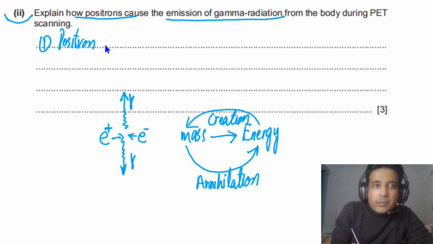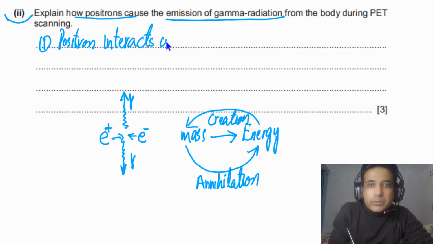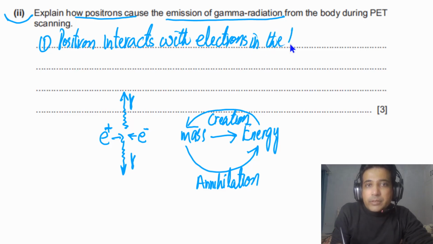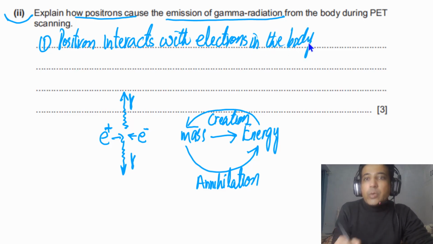Positron interacts with electrons already present in the body. So one point you can write down. This question has 3 marks.